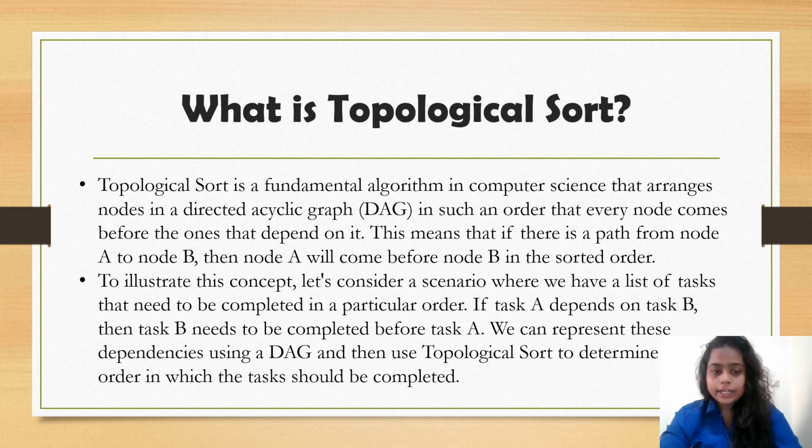So, to illustrate this concept, let's consider a scenario where we have a list of tasks that need to be completed in a particular order. If task A depends on task B, then task B needs to be completed first before task A. We can represent these dependencies using a DAG, that is also known as directed acyclic graph, and then use topological sort to determine the order in which the tasks should be completed.